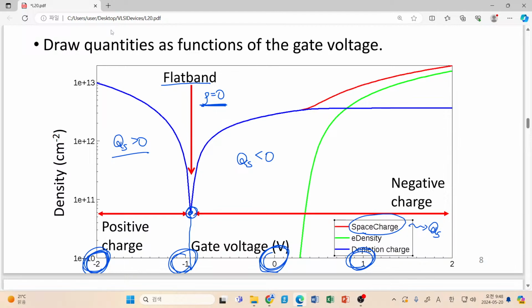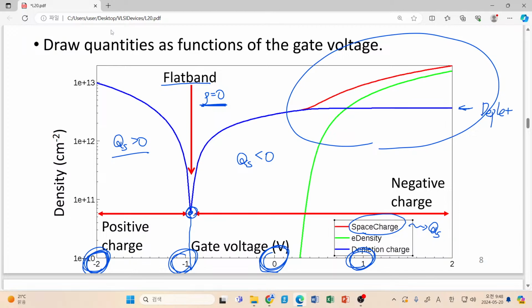Of course, how can we get these negative charges? First, it is provided from acceptors due to depletion. After that, it is also provided from inversion electrons. That is shown here. Please have a look at this one. This blue curve corresponds to depletion charge, so the contribution of our acceptors. And this green one corresponds to our inversion charge, so that is corresponding to electrons.